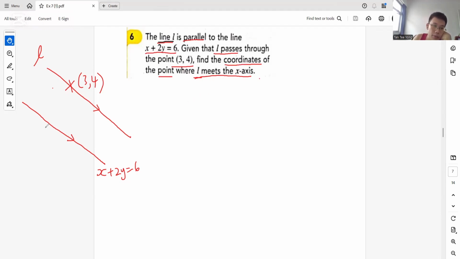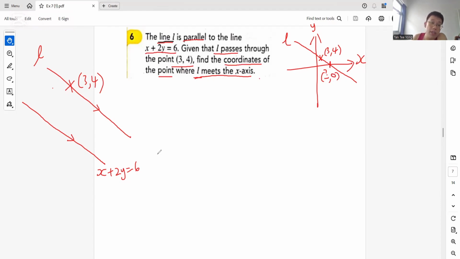Okay, so basically it could be something, on the y and x-axis. L is something like that. So this is L. Then probably 3 comma 4 is around here. So this is 3 comma 4. So this is the point where L meets the x-axis. So they want us to find this coordinate. All right, at this point, which is on the x-axis itself, the x coordinate is what we want to find out, but we know that the y coordinate is 0.